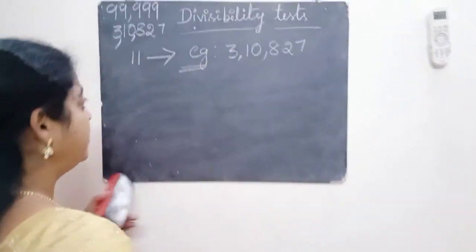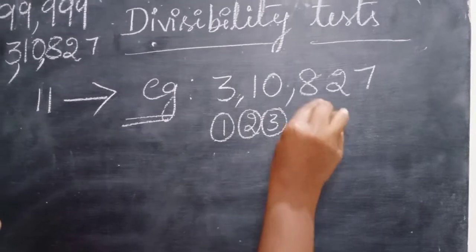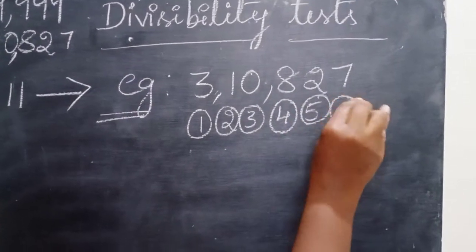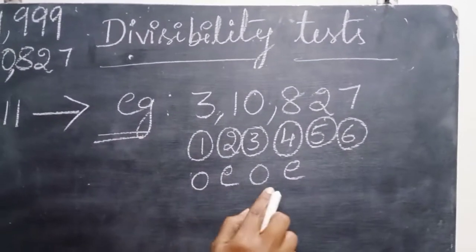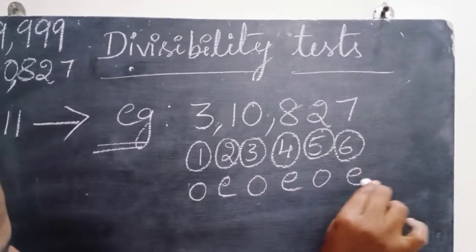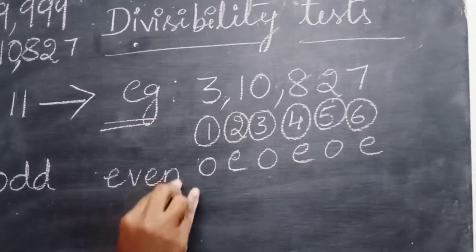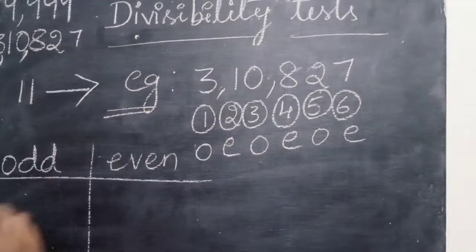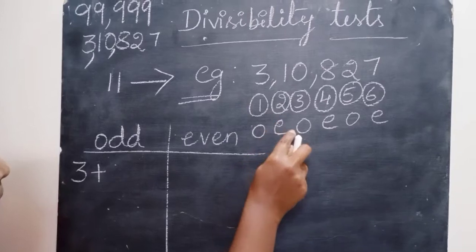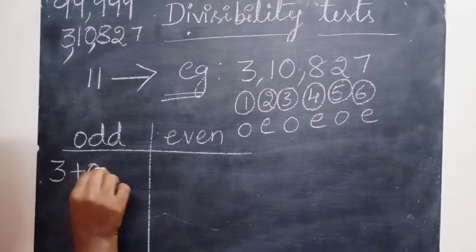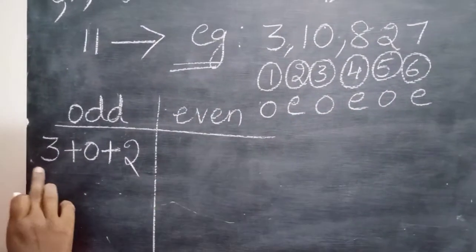Okay, children. Here, as usual, the first place, second place, third place, fourth place, fifth place, sixth place. Odd place, even place, odd place, even place, odd place, and even place. As usual, we should add the odd places and the even places. Odd places first. First place is odd here, so that number is 3 plus. Next, third place is odd, 0. Fifth place is odd, that is 2. That's all, 3 odd places we added here.